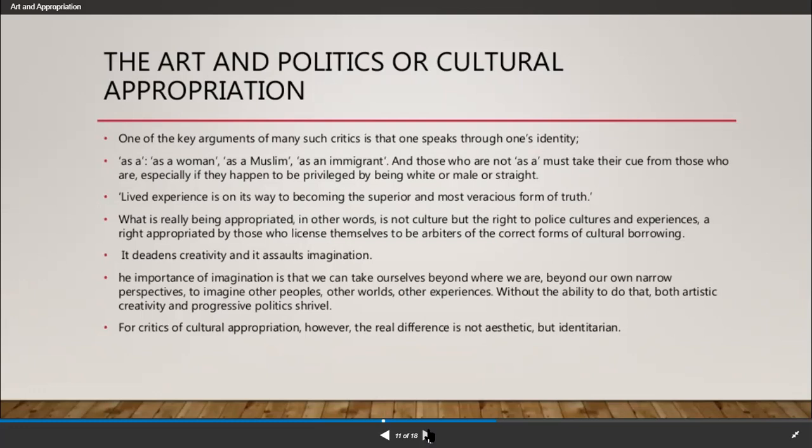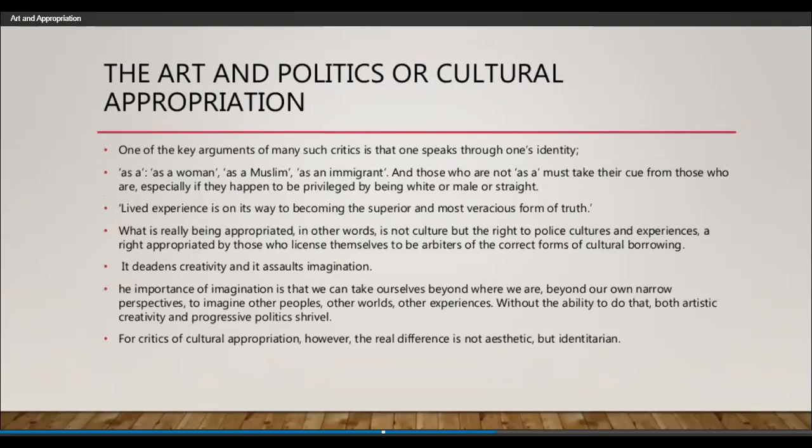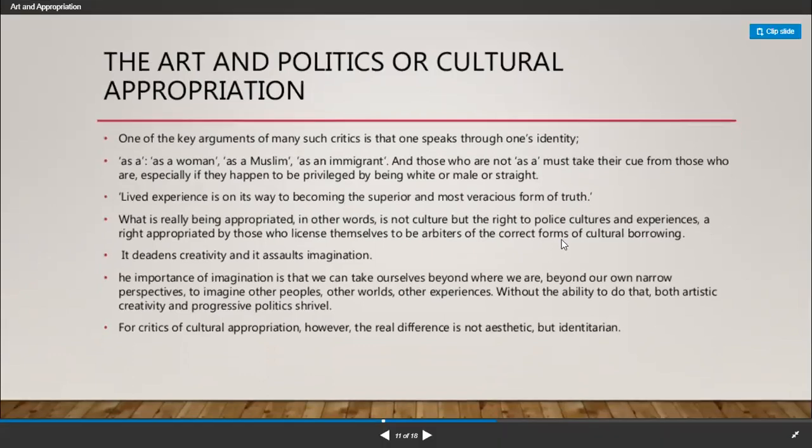That lived experience is on its way to becoming the superior and most veracious form of truth. Our everyday experiences have brought us to becoming superior and most veracious. So what is really being appropriated, in other words, is not culture, but the right to police cultures and experiences. Because we happen to live in a society where a lot of things happen, and we believe that culture should take a part of it. It's not culture.